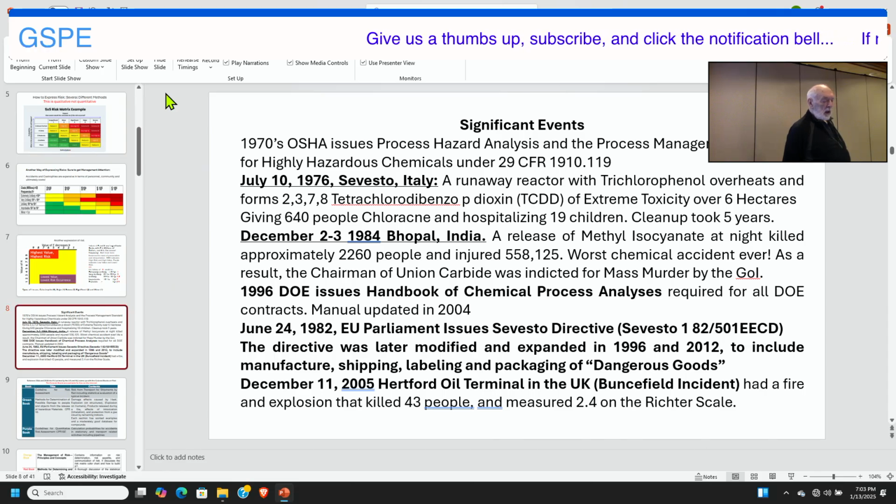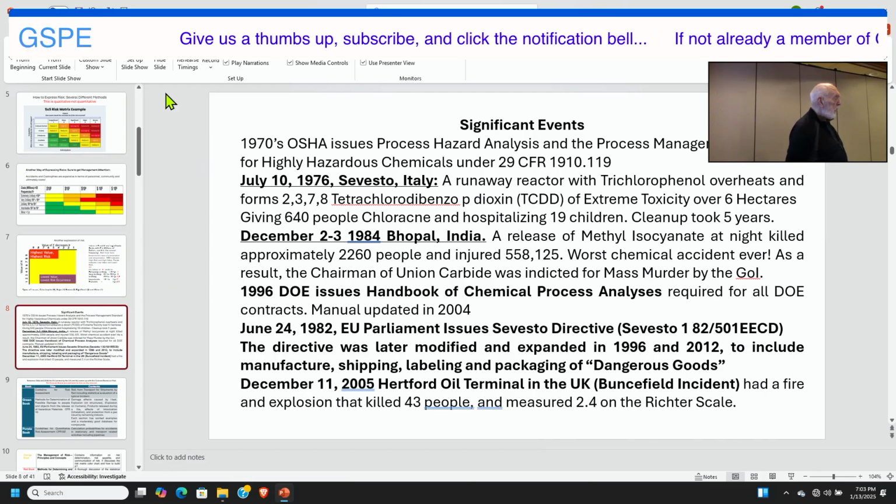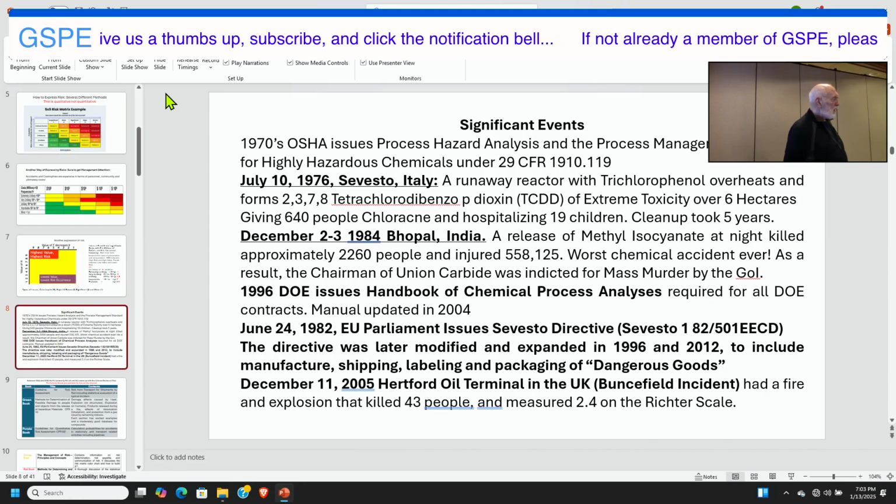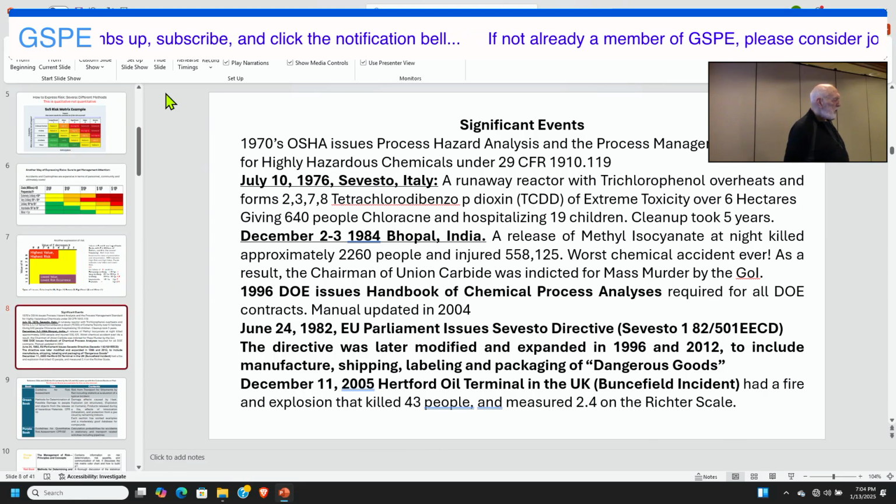And then on December 11th, 2005, the Hertfordshire Oil Terminal in the UK, Buncefield, exploded. It was so big that you could measure it as a 2.4 earthquake value. It was that big an event.